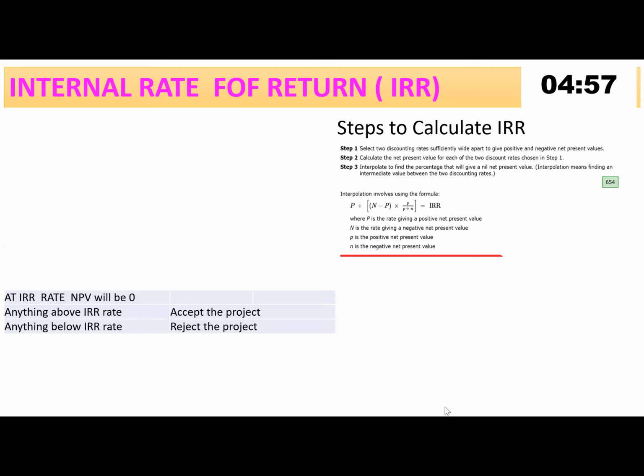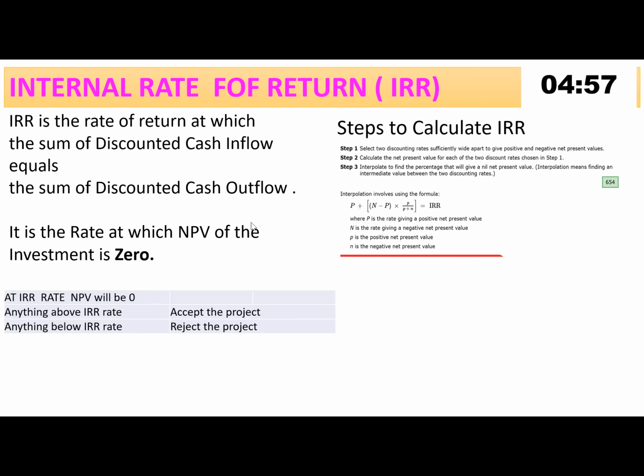If your project is giving you less than your IRR, then what will you do? You'll reject the project. If it is giving you more than your IRR, then what will you do? You will accept the project.